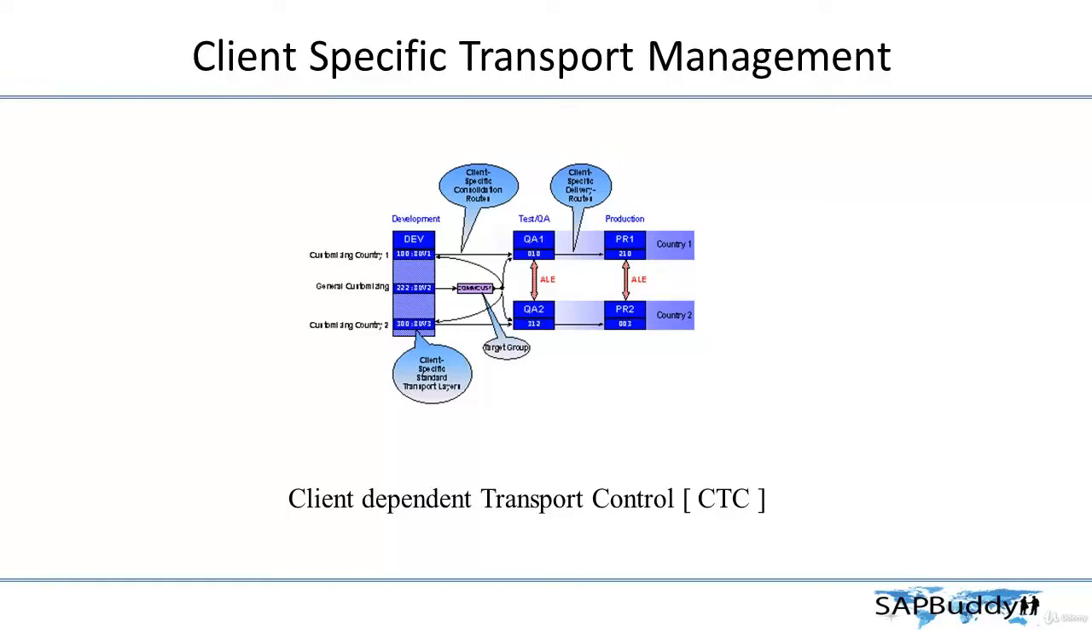Now you may think, what happens to the cross-client objects, the programs and the table changes? You can combine these two and use the same client-specific route to transport them. However, once you transport the cross-client changes, they are going to be imported into one specific client. Even so, they are available for all clients. So it is possible to combine them together.